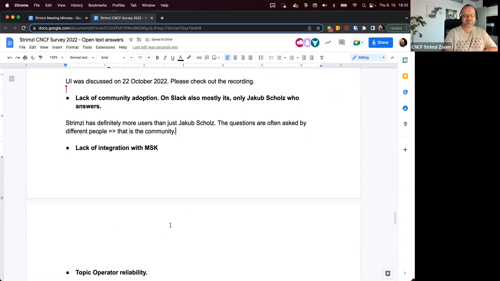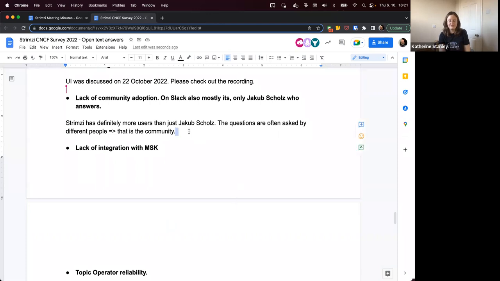Okay, like this. I guess the only follow-up question would be, are there things we could be doing to increase contributor numbers or things like that? But I think that's potentially a whole separate discussion, if that's what they mean by community adoption.